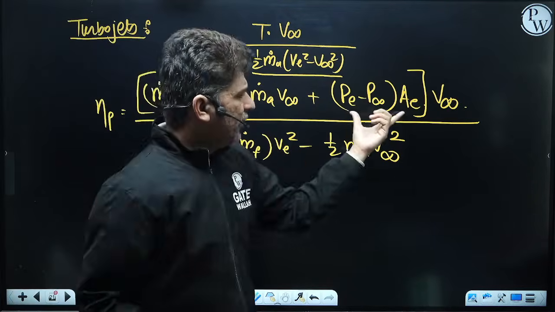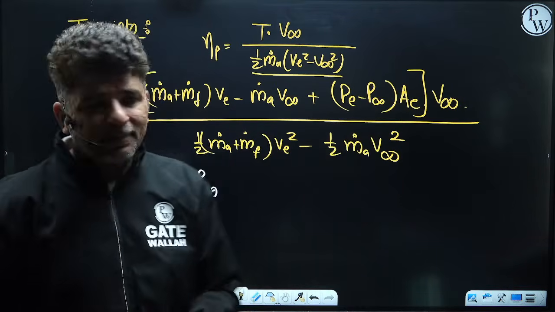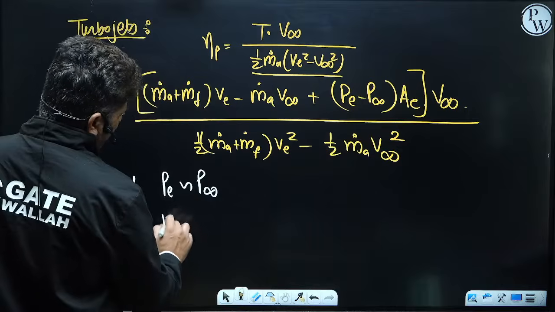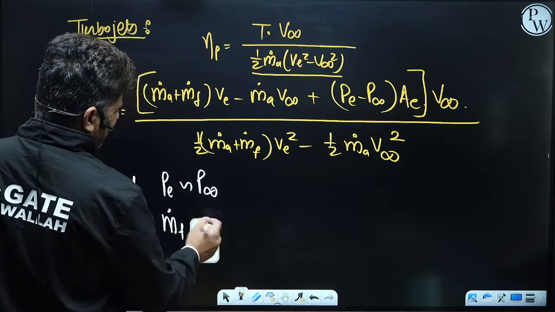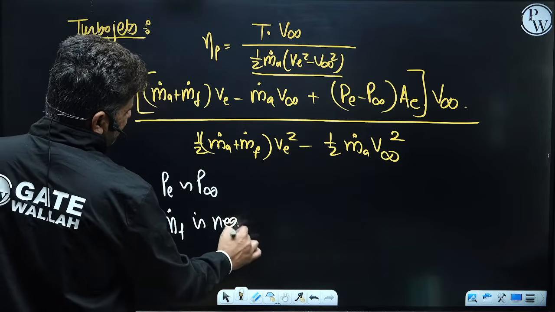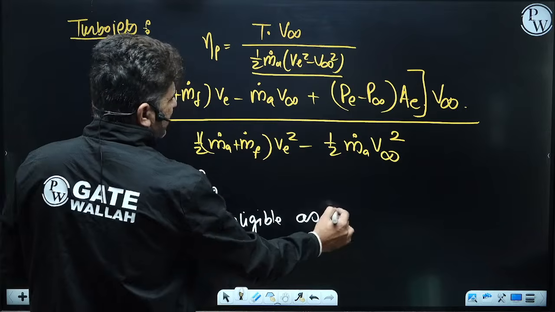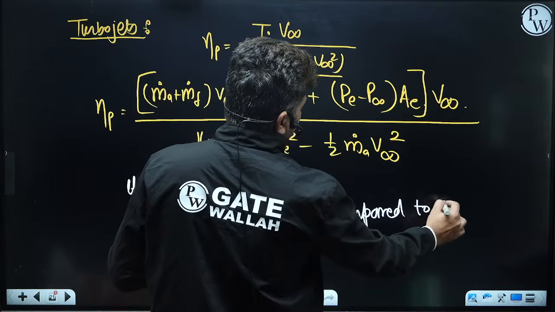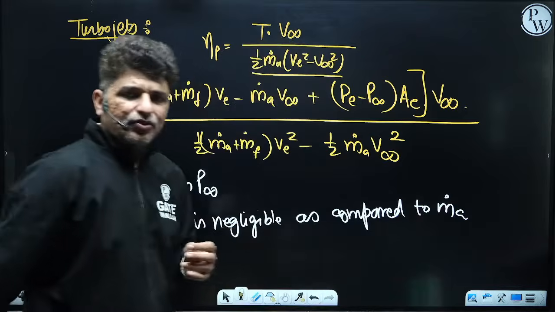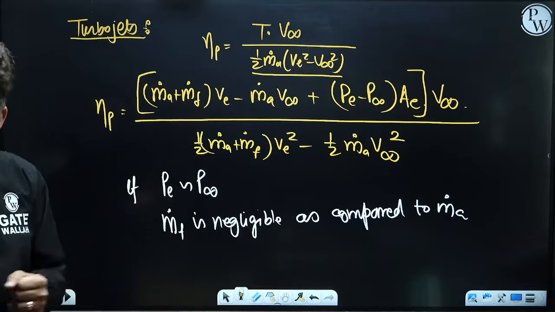Okay, so due to the pressure difference, we can remove this. And again, you can assume the mass flow rate of fuel is negligible as compared to the mass flow rate of air, so you can remove the mass flow rate of air and mass flow rate of fuel terms also.